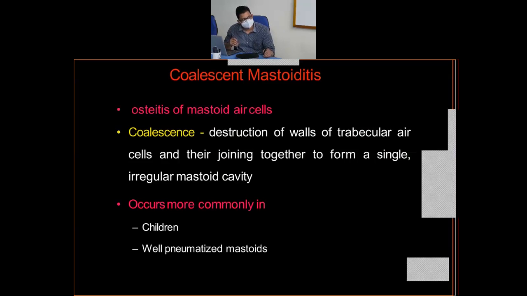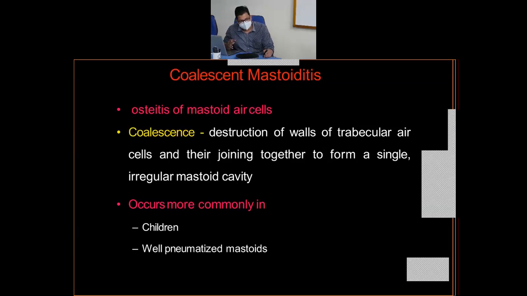Then the next stage comes, called osteitis. Osteitis means the actual bone of the mastoid cortex will be involved, and we call osteitis coalescent mastoiditis also, because during the osteitis stage, all the trabeculae of the mastoid cortex will get broken down. So there will be coalescence of the mastoid antrum and accumulation of pus. So we call it coalescent mastoiditis. I already wrote in this slide: coalescent is destruction of the walls of trabecular air cells, and they are joining together to form a single irregular mastoid cavity. So the osteitis stage of mastoiditis we also call coalescent mastoiditis.